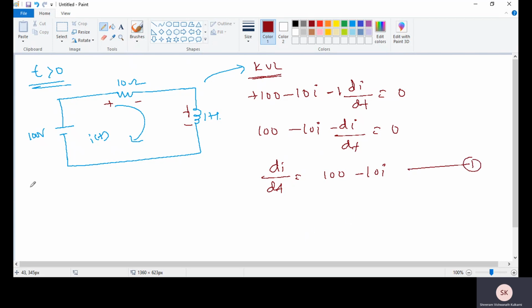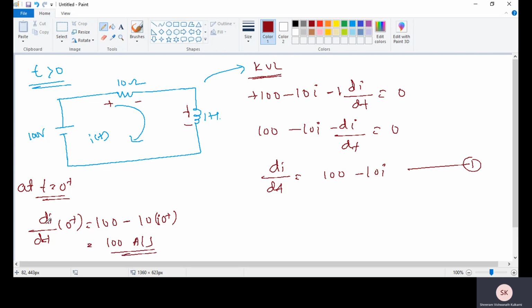Now what I am going to do, at 0 plus, in equation 1, di by dt at 0 plus is equal to 100 minus 10 times i of 0 plus, where we know i of 0 plus is 0. At t equal to 0 plus, the current through the inductor is 0 because it is open. Now I'll get 100 ampere per second, that is di by dt.